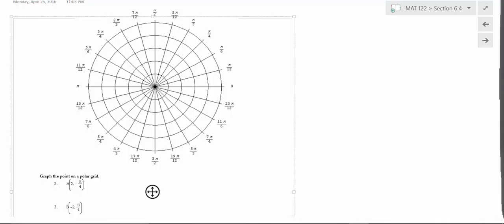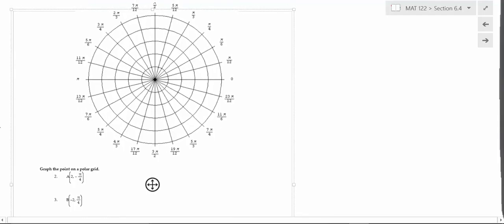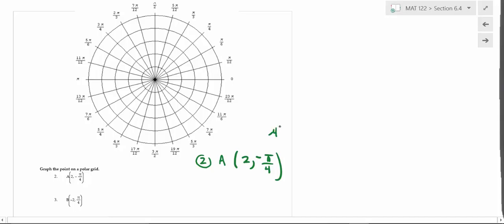So this is one that's in radians, and I'm going to go ahead and just do these two examples down at the bottom, and you can do these along with me. So what we're doing on problem number 2 is we've got the point A, and we're plotting 2 and negative pi over 4. Okay, so we can also have negative angles. So what we would do on this is, we know that's negative 45 degrees. So that would be right here in the middle. Okay, that would be the same as this pole. All right, then what we'd do is we'd go out towards the second circle and put our dot there. So that's where point A would be located.